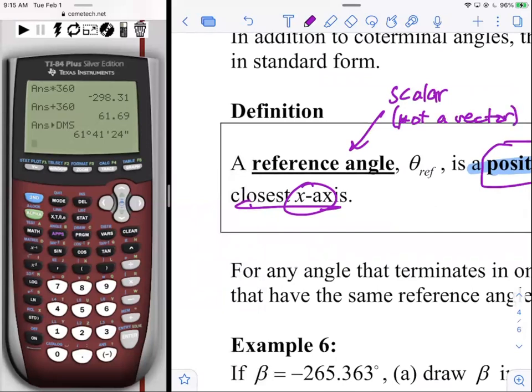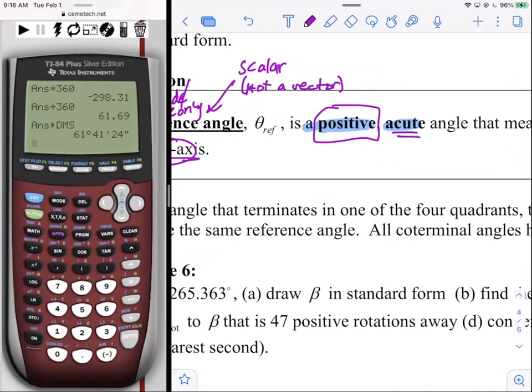Every other angle in standard position, remember, is a vector. The sign tells you which way you're rotating. But a reference angle is just a magnitude, okay? It's just a magnitude, or size only. That's why it's always positive. And it's always acute. True or false?